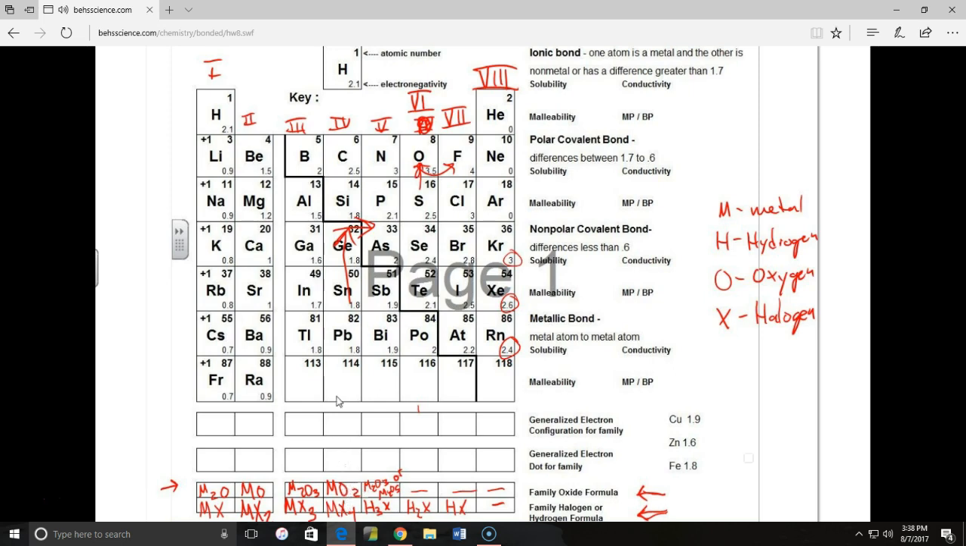That's this family 4. If I look at family 4, there's actually only one non-metal in that entire family, and that is carbon. Remember, silicon is a transition metal, and then everything under there is a metal. I guess germanium is a transition metal also. But carbon is the only non-metal. It is solid, so that should answer our question right there.